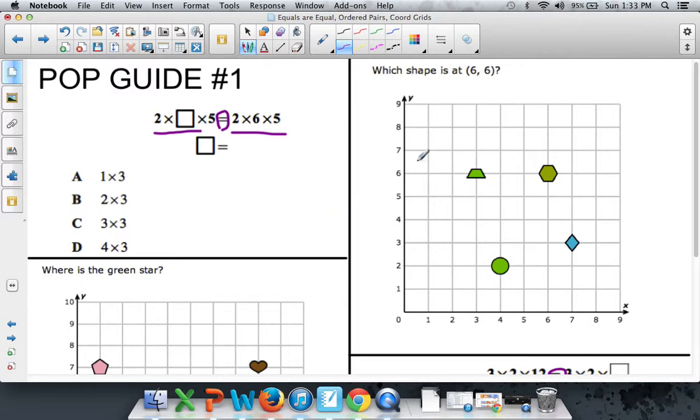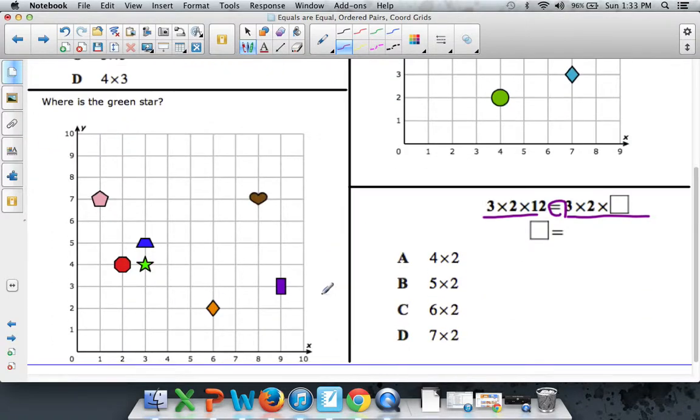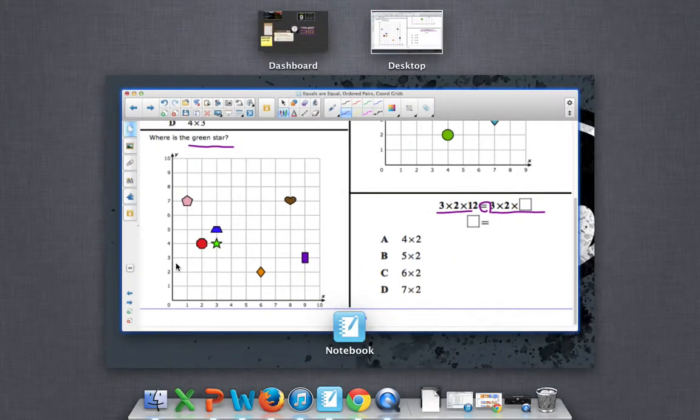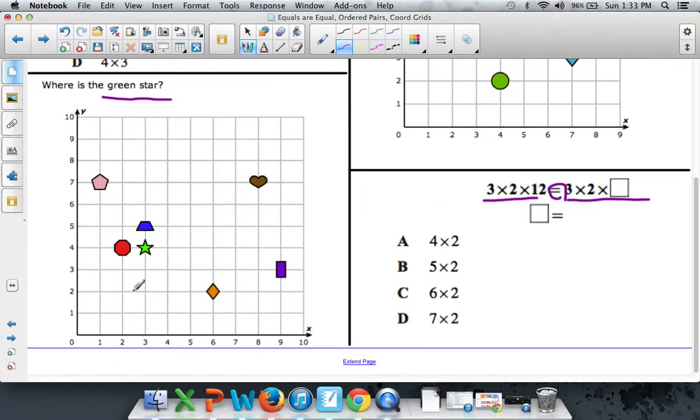The graphing questions are the baby steps. We're only going to work with quadrant 1, one little chunk of the graph. Which shape is at 6, 6? 6 across and 6 up and down. You find the shape. You tell me. And how about this? Where is the green star? There's a star. But what is the ordered pair for that star? I wonder if you can tell me. It gets a little harder than this soon, so I hope you're comfortable with these baby steps.